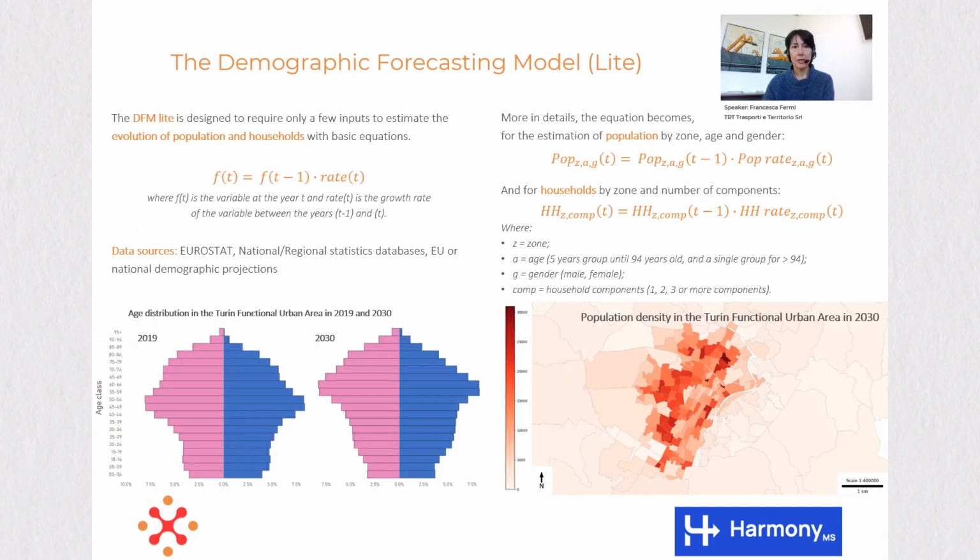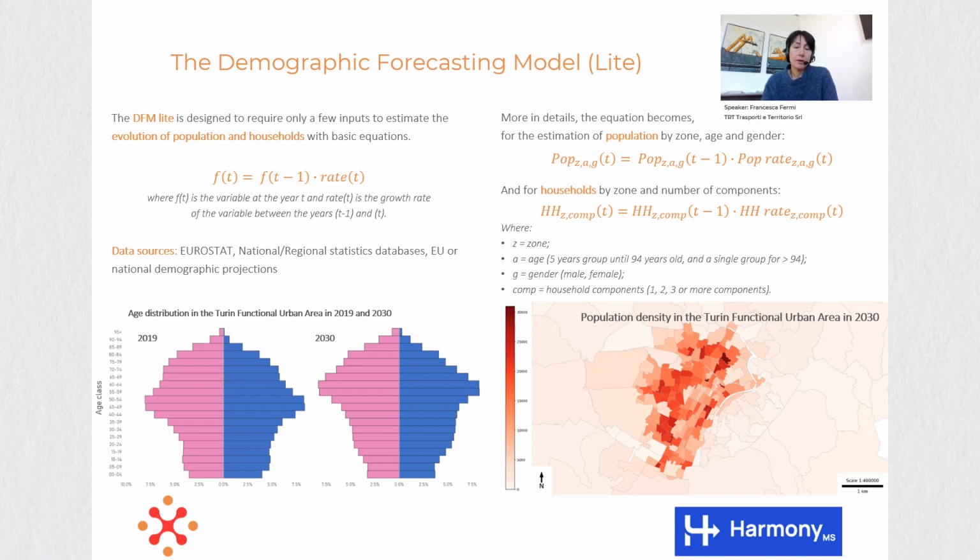The demographic forecasting model light version has been designed and developed in order to be applied in those contexts where there is a limited amount of data availability. The objective is therefore to estimate the evolution of population and households with basic equations, applying yearly growth rates. Those are exogenous, provided to the model.